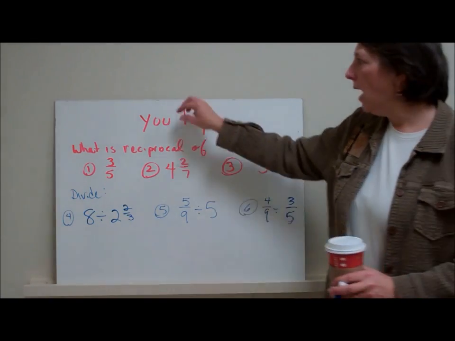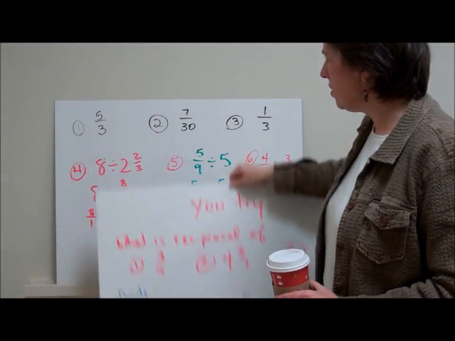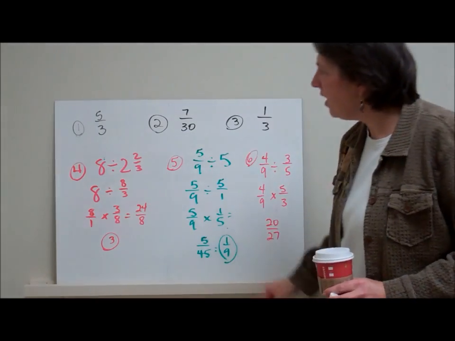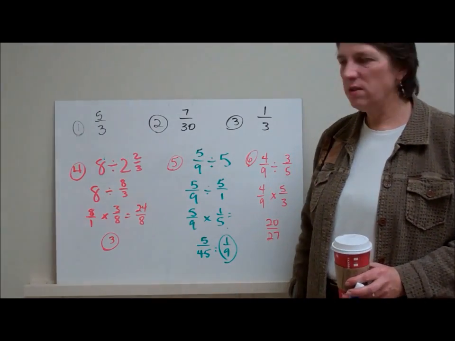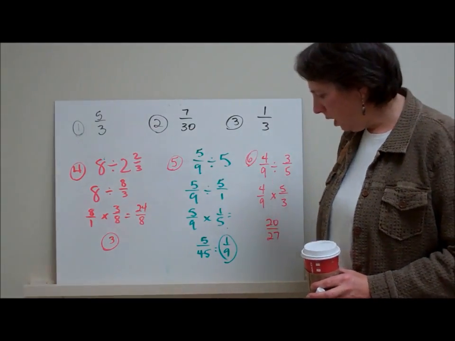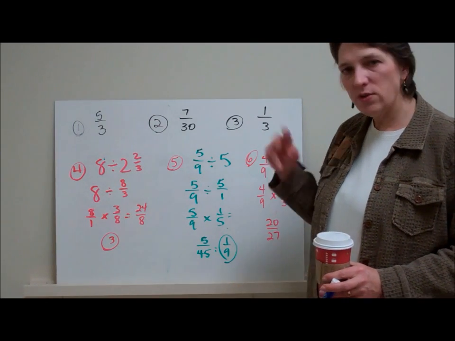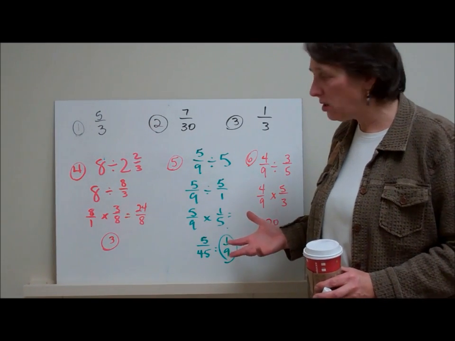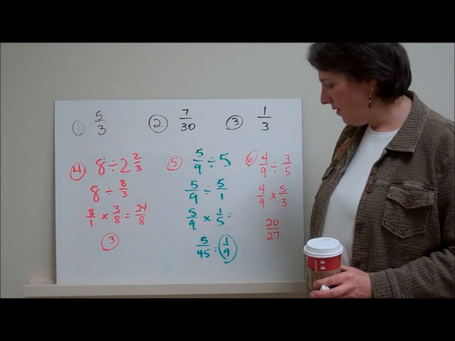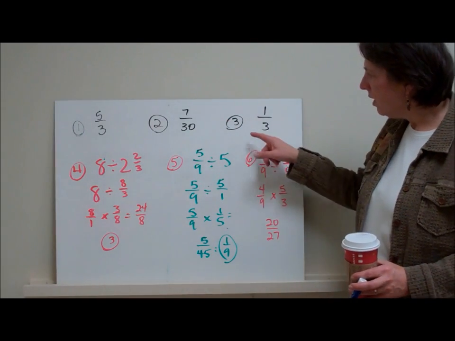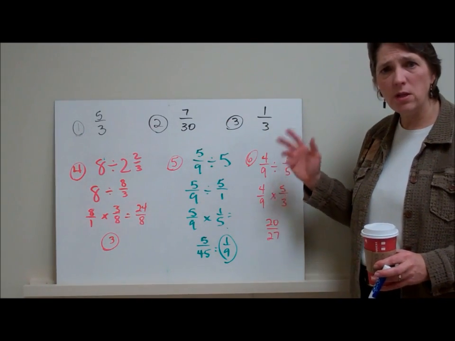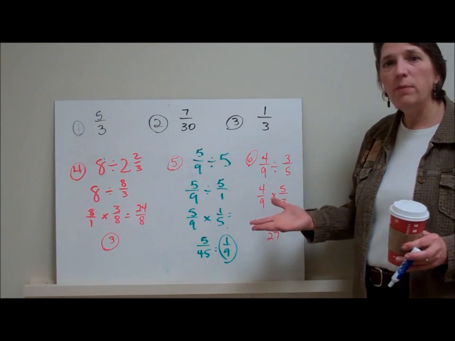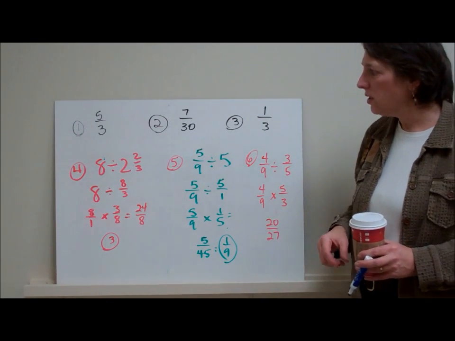Welcome back. How did you do? Let's see. Well, first of all, the reciprocal of 3/5 is 5/3. The reciprocal of 4 2/7, first of all, you had to change it to 30 sevenths, and the reciprocal is 7/30. And then the reciprocal of 3 is 1/3. You need to be able to do that to divide by fractions.